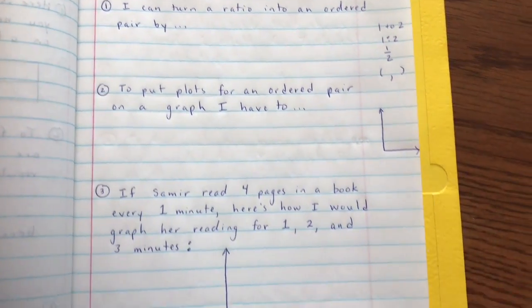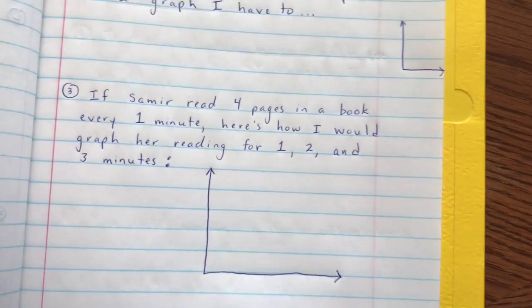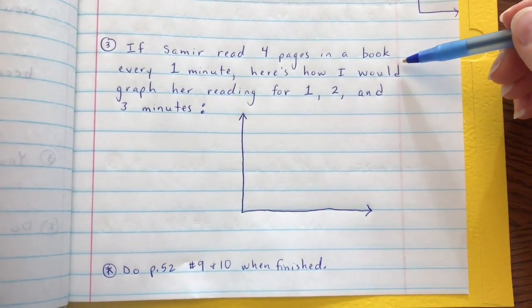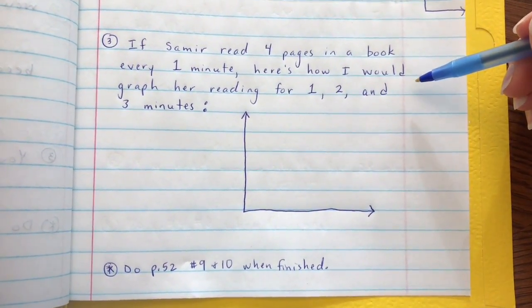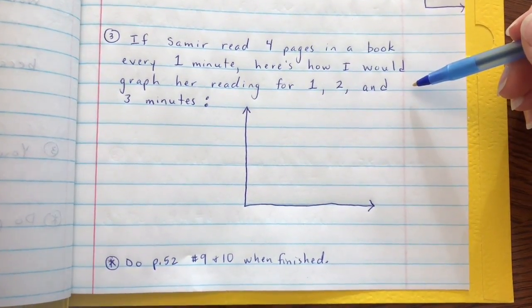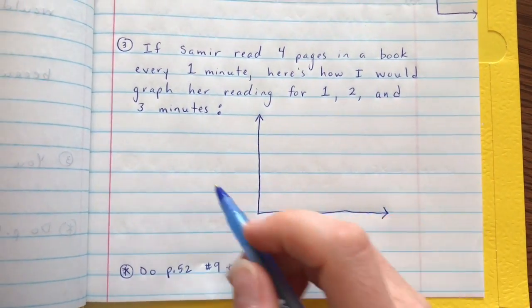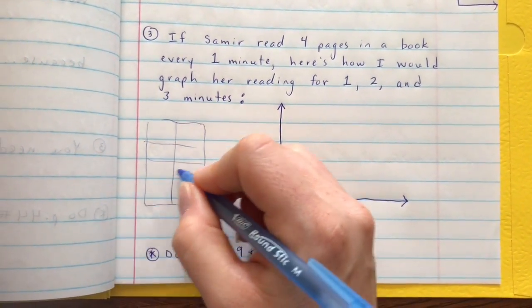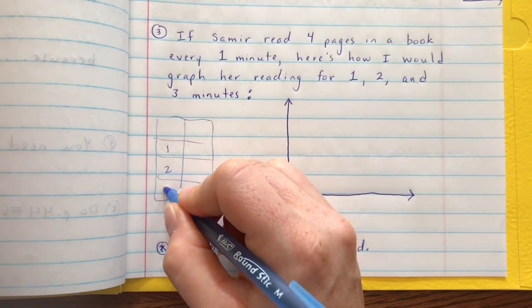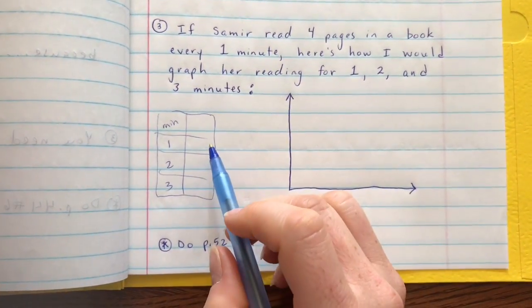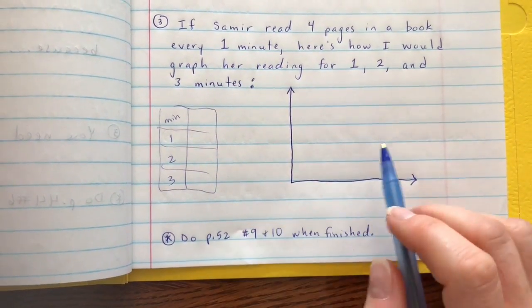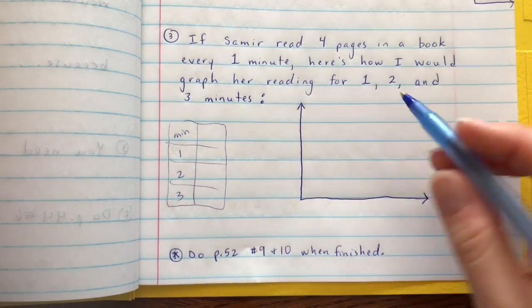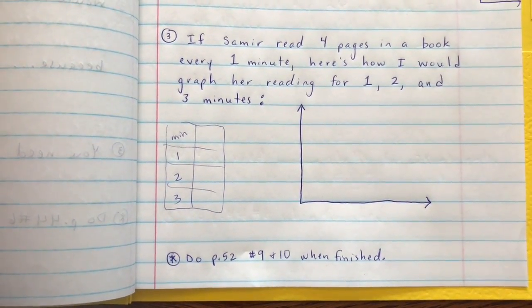All right, here is number 3. So this is where you do an example. It says, if Samir read 4 pages in a book every 1 minute, here's how I would graph her reading for 1, 2, and 3 minutes. You might even want to make a little table. So if she had 1 minute, 2 minutes, 3 minutes, how many pages is she getting? Then I want you to plot them. Okay, so making a table of the ratios before you plot it is a good idea.